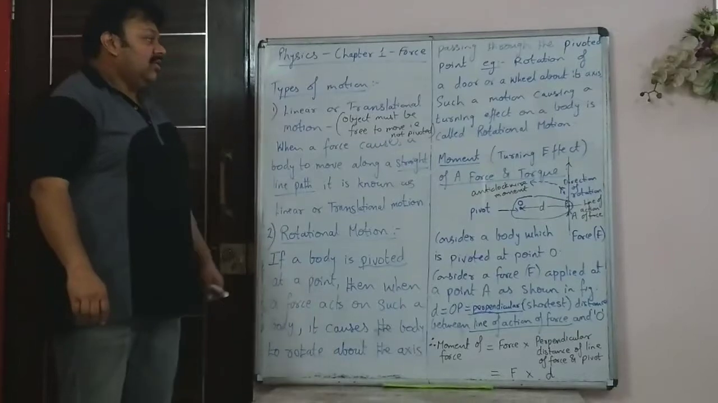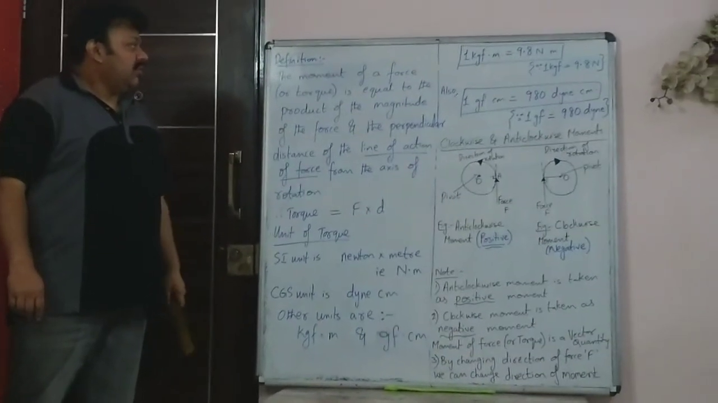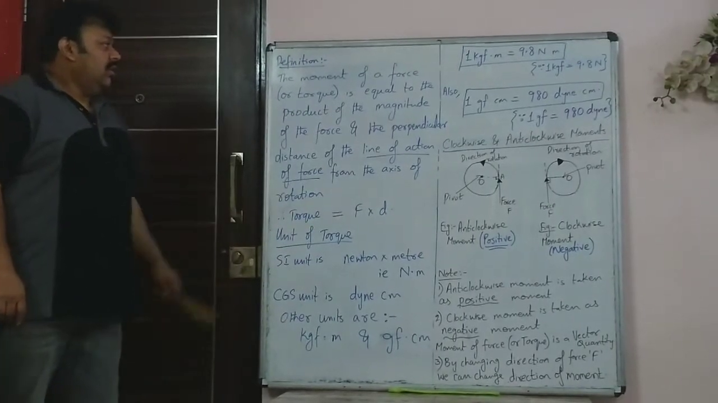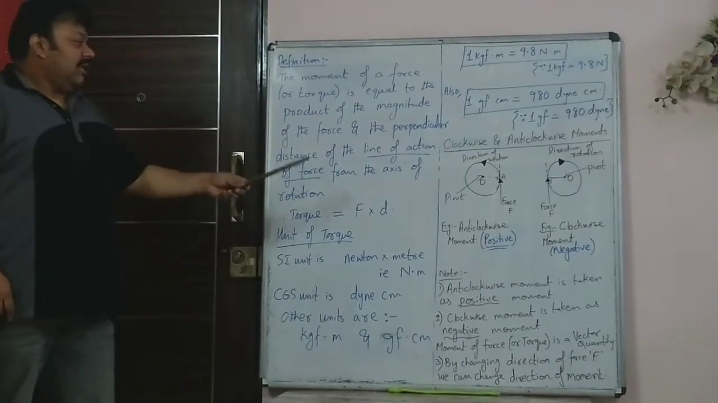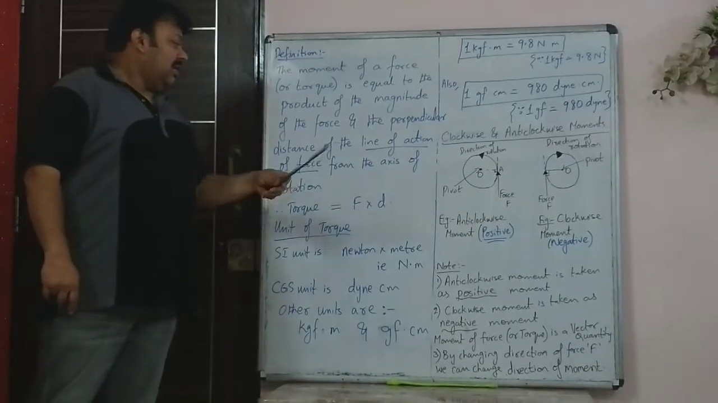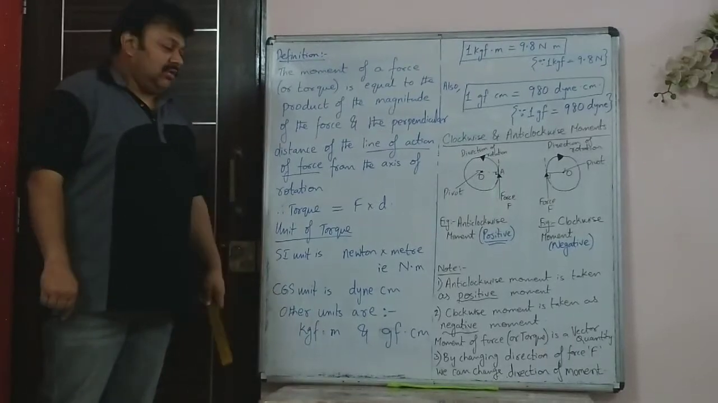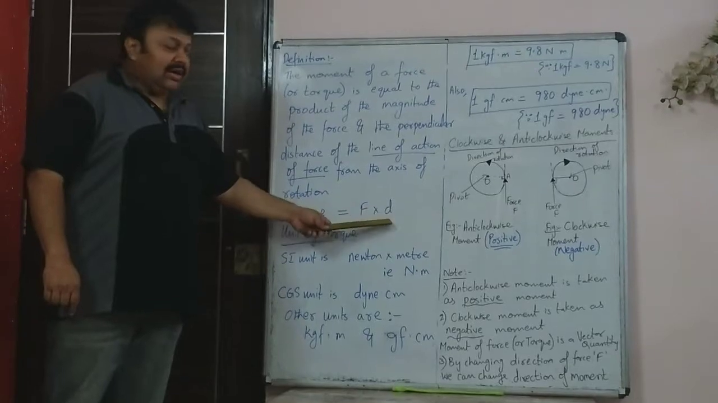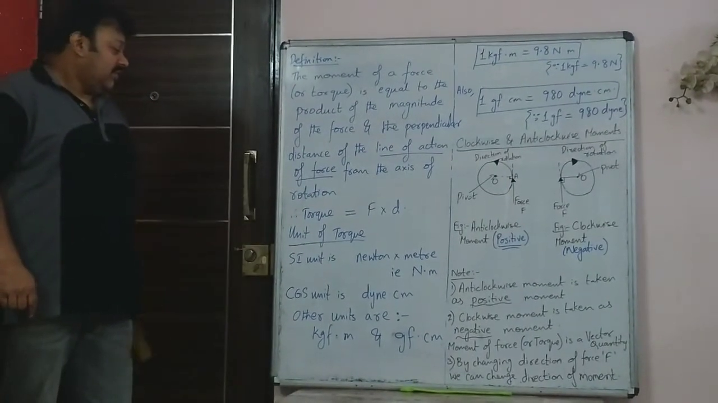So we continue with this. The definition of moment of force or torque: the moment of force or torque is equal to the product of the magnitude of force and the perpendicular distance between the line of action of the force and the axis of rotation. Axis of rotation could also mean the pivot. So torque is force into d. So that d is the perpendicular distance between the line of action of force and axis of rotation.